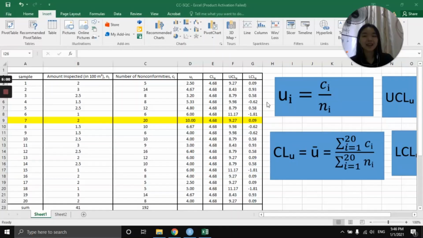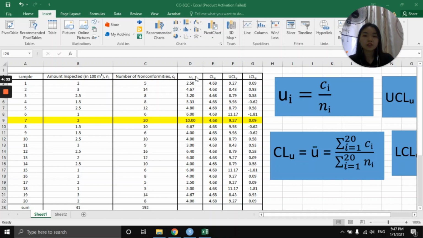Hello everyone, my name is Ruiwan Ling. Now I'm going to discuss question number 4, which is to construct a control chart for the number of non-conformities per 100 square meters. So now we are going to construct a U chart. From the question, the sample amount inspected ni and also the number of non-conformities ci are given. So our first task is to calculate ui.